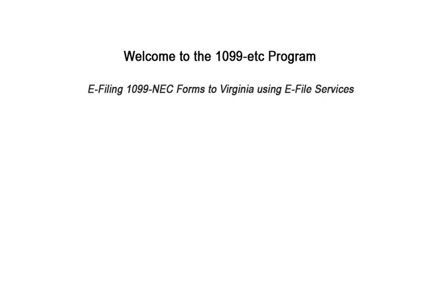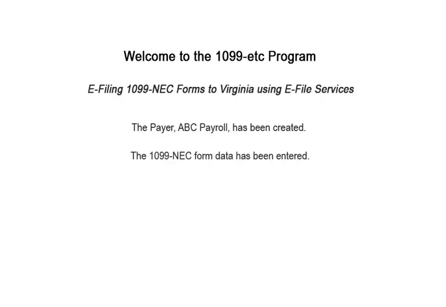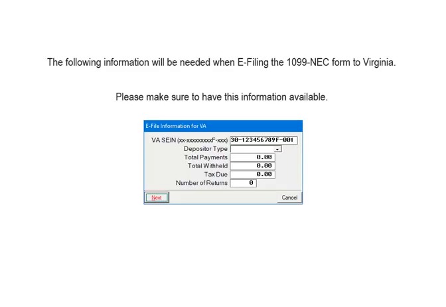This tutorial covers e-filing the 1099 NEC forms to Virginia using e-file services. To begin, the pair ABC Payroll has been created, and the 1099 NEC form data has been entered. The following information will be needed when e-filing the 1099 NEC form to Virginia. Please make sure to have this information available.